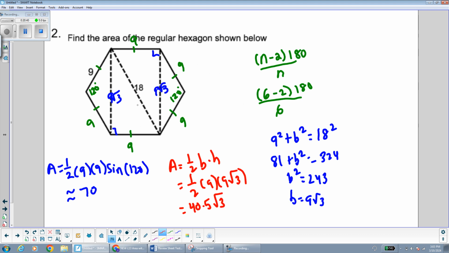But the thing is, there are 2 of these triangles. So I'm going to multiply what I have by 2, and I have 81 radical 3. So this is approximately the 70 from before plus 81 radical 3. If I type it into my calculator, 70 plus 81 radical 3, and I'm going to be rounding to the nearest whole number here, the area would be approximately 210 units squared.